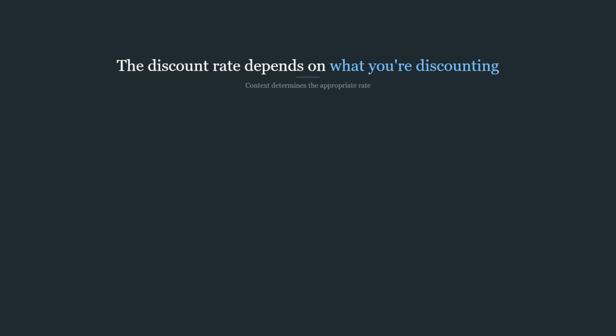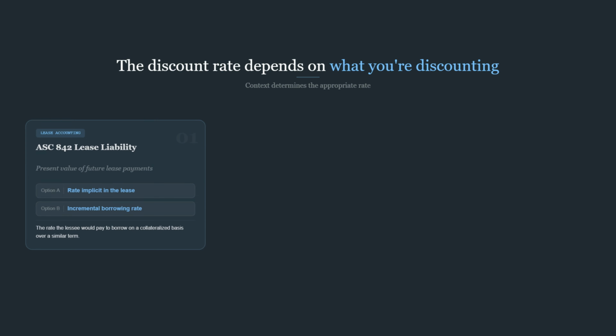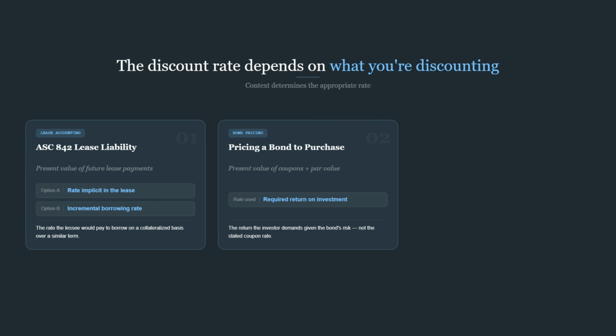Well, this will depend on the types of cash flows we're discounting. For instance, if we were accounting for a lease under ASC 842, which requires us to determine the present value of our future lease payments, we would use either the rate implicit in the lease or something called our incremental borrowing rate. Or a different example, if we were trying to determine the amount to pay for a bond we were planning to purchase, the discount rate we'd want to use is the return we require on the investment. We looked at an example of pricing a bond like that earlier in the series.